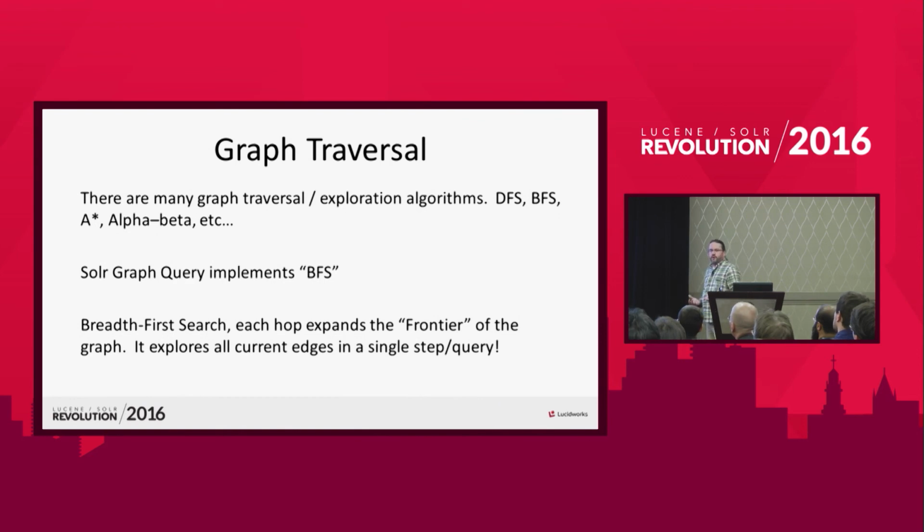There are a lot of different algorithms that allow you to traverse a graph, things like depth-first search or A*. What we implemented with the Solr Graph Query is a breadth-first search. This traverses a certain number of levels away in a lockstep manner. Each of these hops includes more documents, and we refer to this as the frontier query. So there's a recursive query operation going on here, which allows you to traverse these nodes and edges by expanding that frontier out one hop at a time.